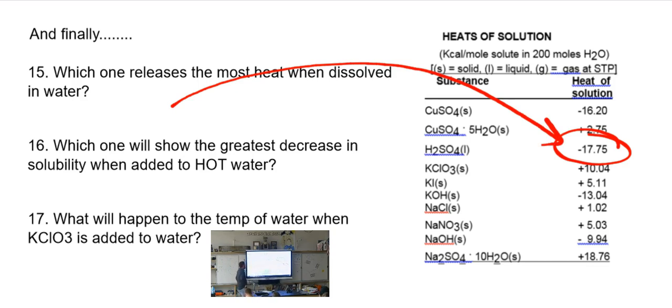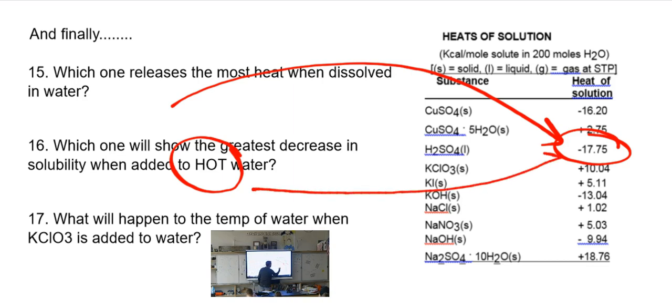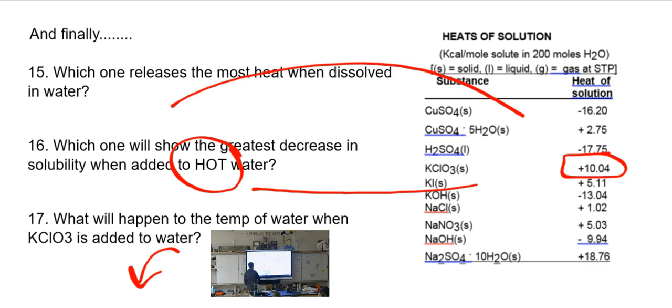Now, which one will show the greatest decrease in solubility when added to hot water? If it's added to hot, does it want to be hot? Sorry, if it is hot, does it want to be hot? No. No, so it's the same answers. It's the most exothermic. And then what happens to the temp of water when KClO3 is added? It is a positive value, so it will go down. Okay, that will be it.